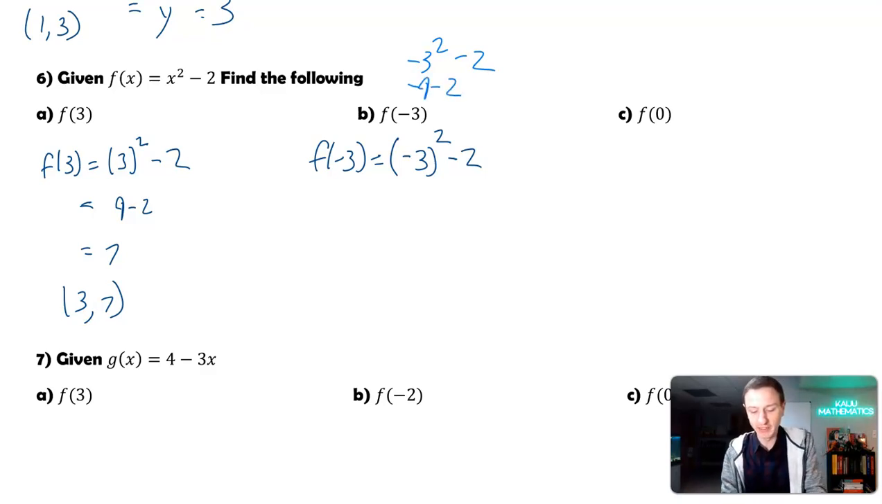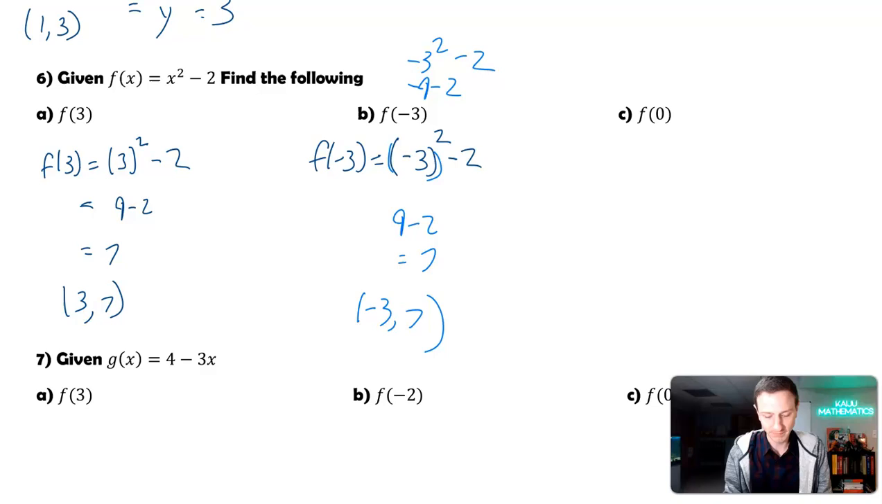But what we want is negative 3 squared. We want negative 3 times negative 3. So negative 3 times negative 3 is positive 9. 9 minus 2 is 7. So we get negative 3, 7. So you've got to be careful with the parentheses. You've got to put parentheses around that x value because the whole entire x value is being squared.